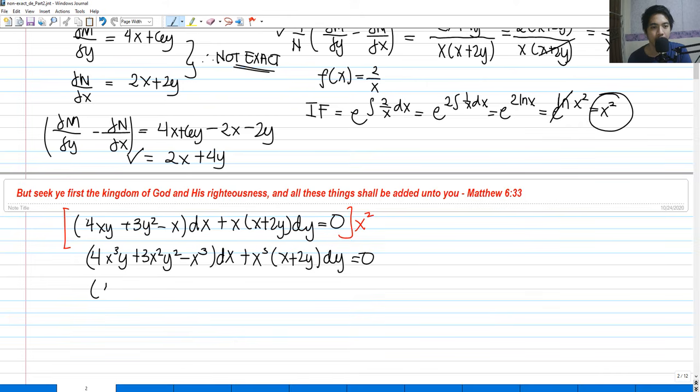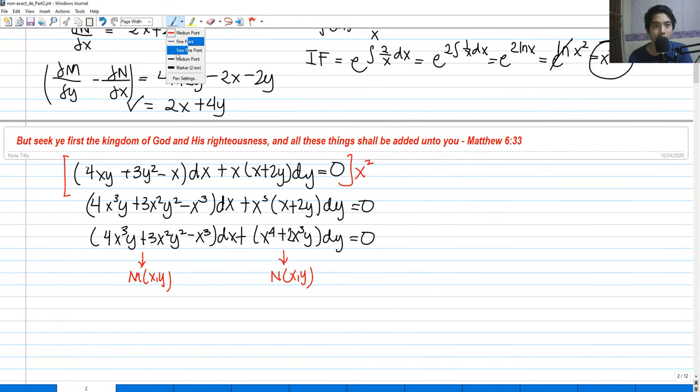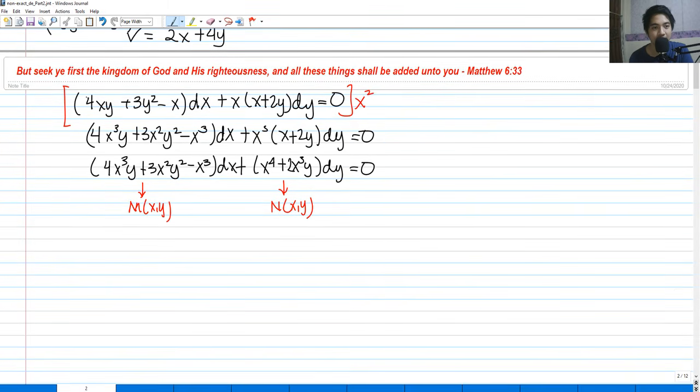So if I distribute the x cubed here, this becomes x raised to 4 plus 2x cubed y dy equals 0. So this would now be our new m in terms of x and y, and this would be our new n in terms of x and y. So, shall we perform again the test for exactness to make sure that this is now exact?